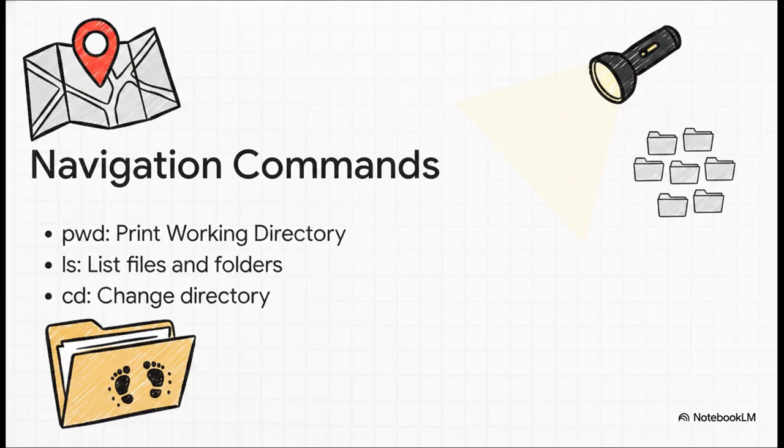Next is ls, meaning list. Typing ls is literally like turning on a flashlight in a dark room. It instantly shows you all the files and folders right there in your current location. And finally, cd, for change directory. Once you use your flashlight to spot a folder you want to enter, you just type cd followed by the folder name to physically move into it. Honestly, with just pwd, ls, and cd, you can navigate the entire Linux tree.